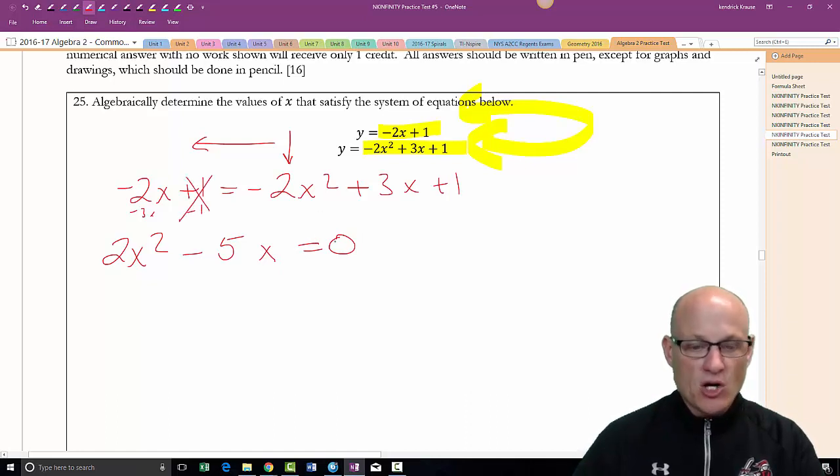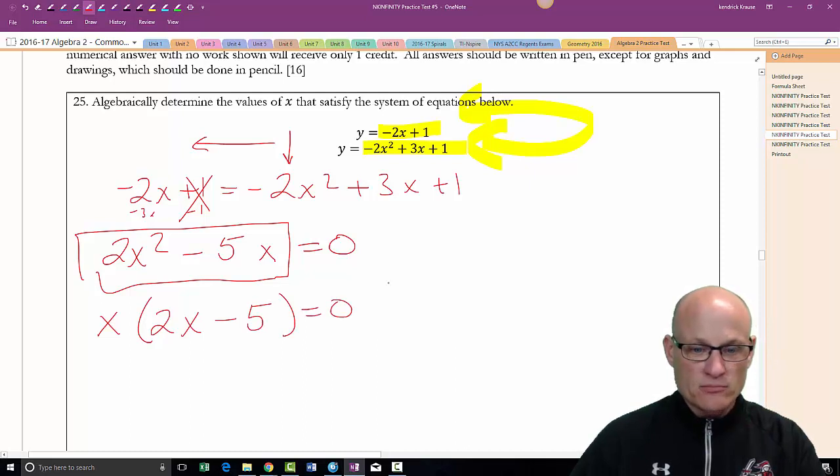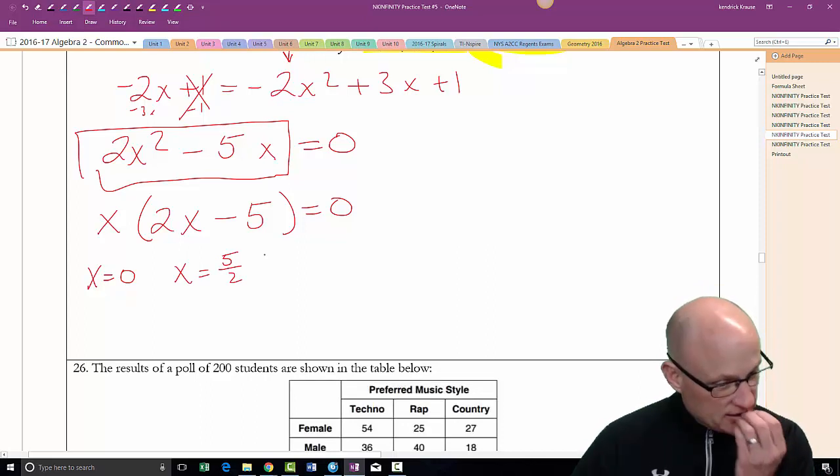Oh, that's interesting. All right, no worries. And then I just take out, what do I have here? I have a GCF, right? I can take out a GCF of x, and I'm left with 2x minus 5 equals 0. Okay, then my two answers are x equals 0 and x equals, if you set this equal to 0, you get 5 halves.